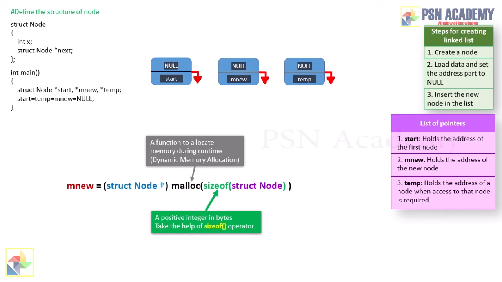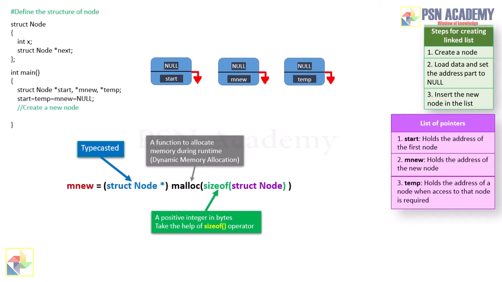You write struct node star in front of malloc. This is actually called typecasting. So you typecast the allocated memory to struct node star so that this allocated memory has been upgraded from void star to struct node star. Now this mnew's data type and the allocated memory's data type match. Now mnew can access this allocated memory.